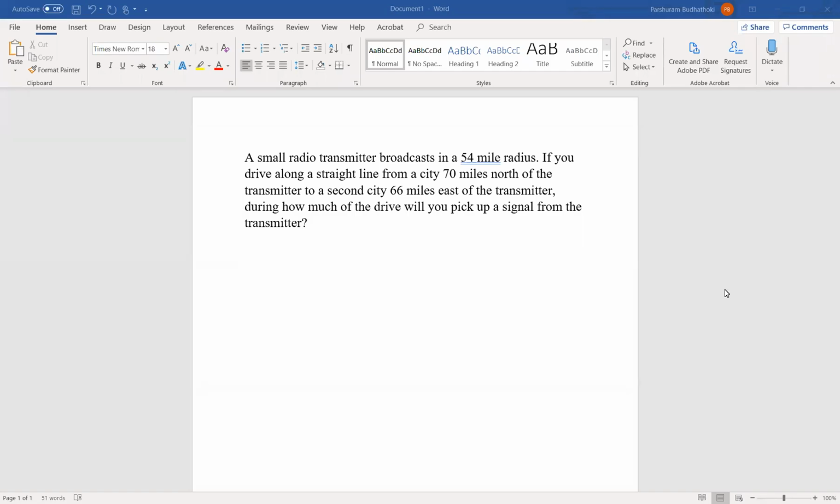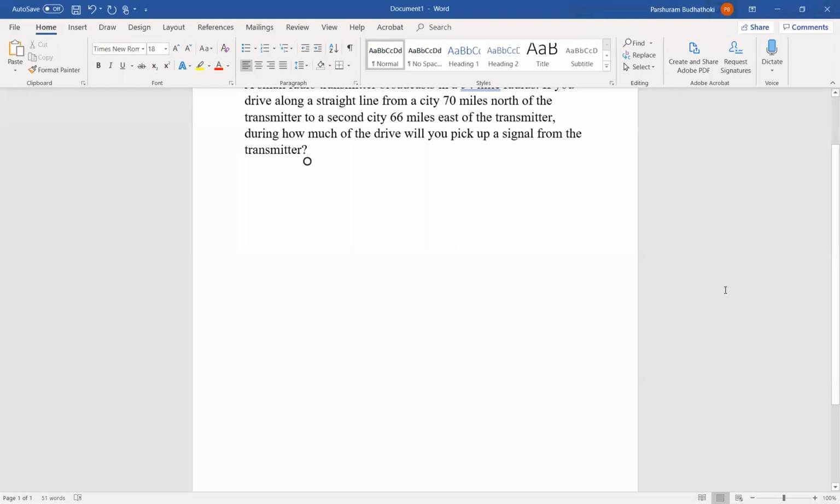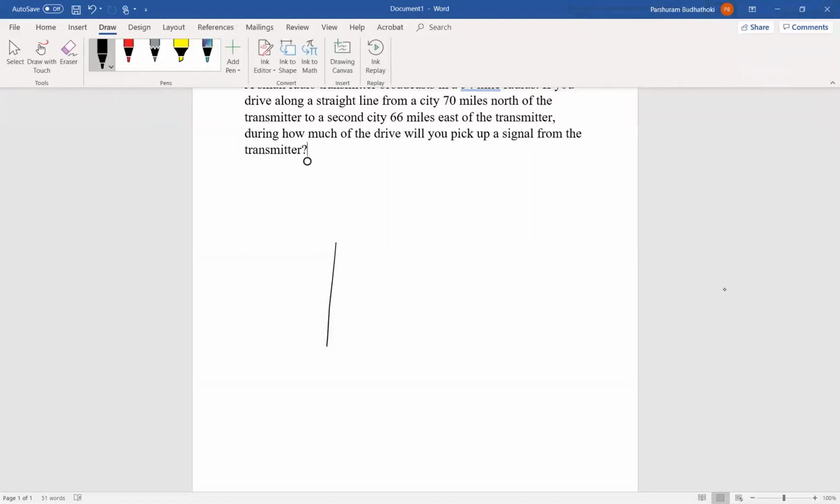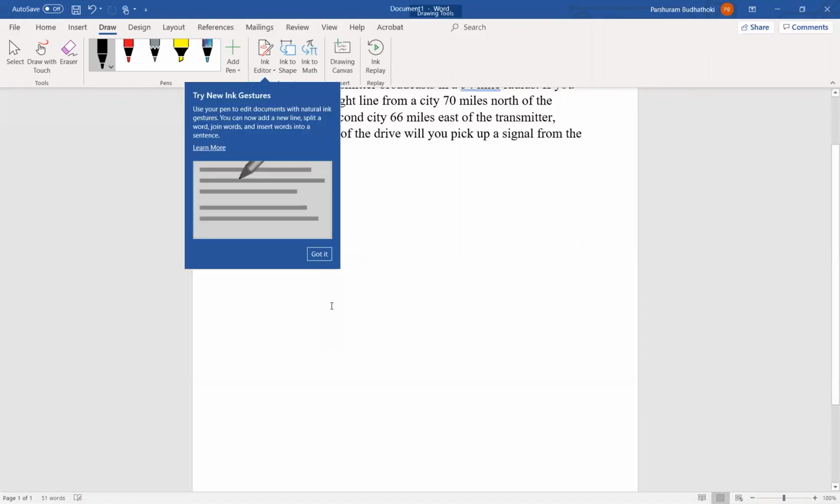Okay, so a small radio transmitter broadcasts in a 54 mile radius. If you drive along a straight line from a city 70 miles north of the transmitter to a second city 66 miles east of the transmitter, during how much of the drive will you pick up a signal from the transmitter? Okay, so for this, let's try to draw a picture here.